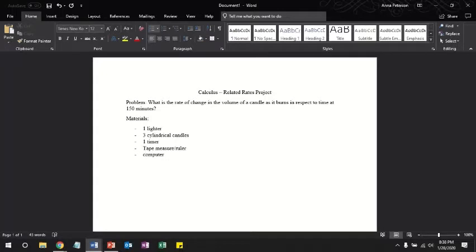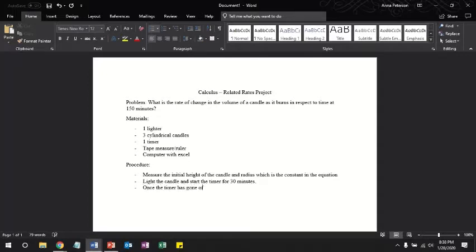First, we measured the initial height of the candle and the radius, which is constant in the volume equation, which will be explained later. Second, light the candle and start the timer for 30 minutes. Once the timer goes off, record the new height of the candle, which is the highest point of unmelted wax, then restart the timer. Repeat steps 2 through 3 for 5 hours, and don't forget to take a video.